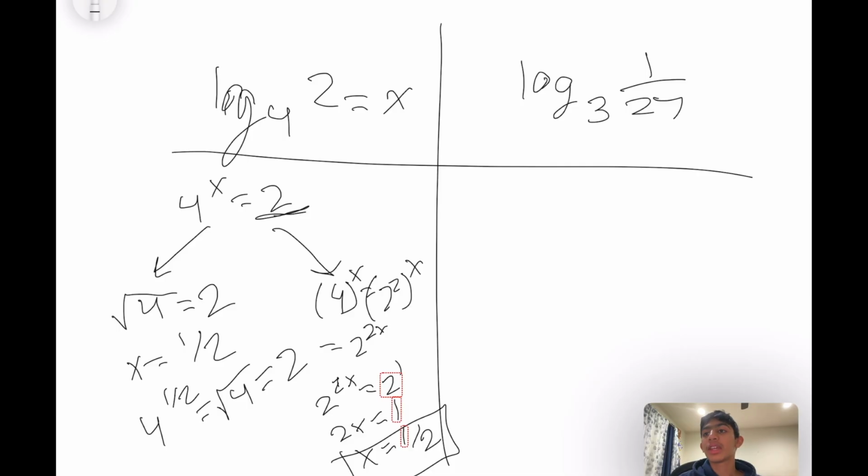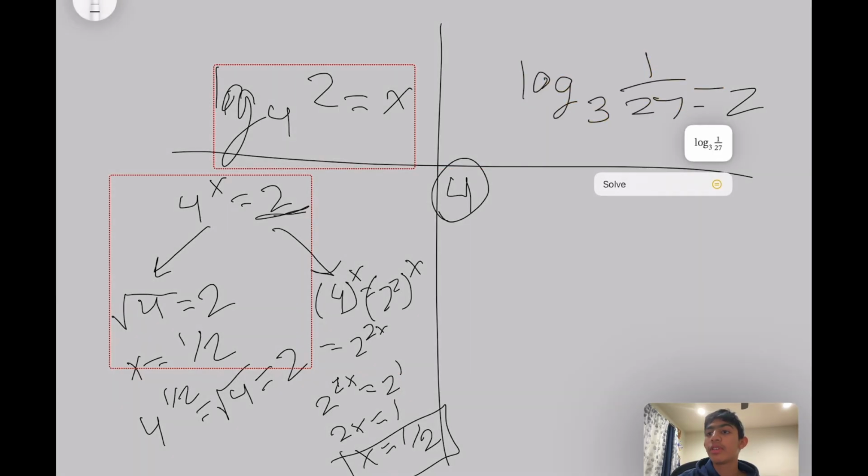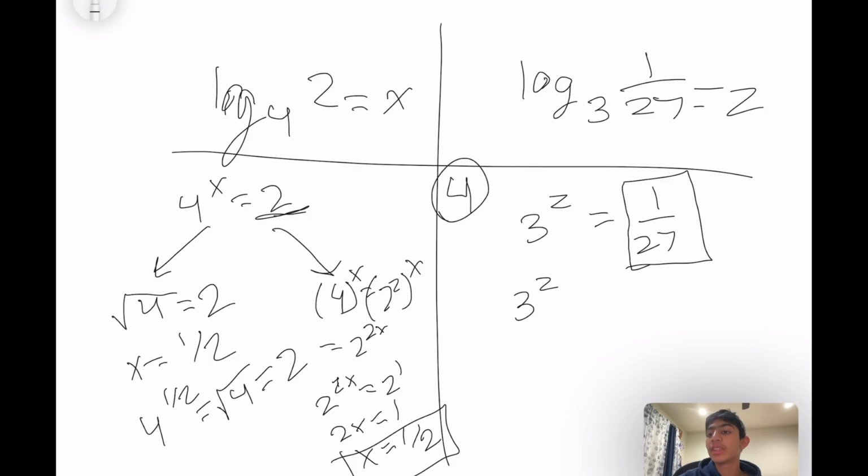Alright, now let's take the last example. This example says that 3 to the power of z is equal to 1 over 27. If you recall, fractions can be rewritten as a negative exponent. So this can be 3 to the power of z is equal to 27 to the power of negative 1. And 27 is just 3 to the power of 3. So this is 3 to the power of negative 3 is equal to 3 to the power of z. So z is equal to negative 3.